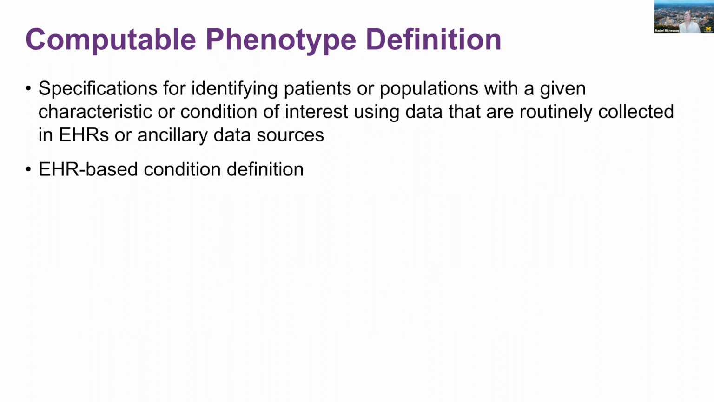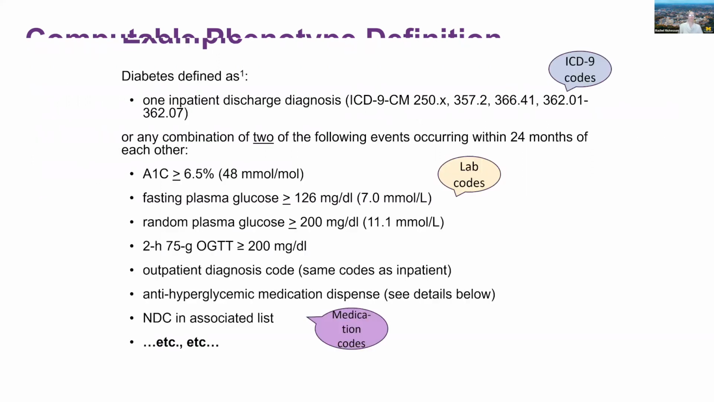So I've gotten this far without defining a computable phenotype, so let me do that now. Phenotypes are specifications for identifying patients or populations with a given characteristic or condition of interest using data that are routinely collected in EHRs or ancillary data sources. So I really sum it up as an EHR-based condition definition. And sometimes it goes a little beyond the condition definition itself. Sometimes other eligibility criteria or administrative elements are thrown in. We can think of these as computable phenotypes, EHR-based definitions for conditions.